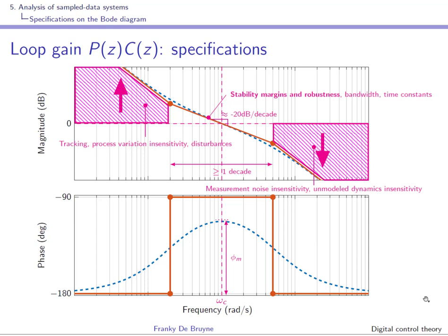We will now make a little summary of all this and have a look at how you can determine the crossover frequency and the phase margin from the specifications on the closed loop system in terms of settling time or closed loop time constant, and in terms of the desired overshoot.